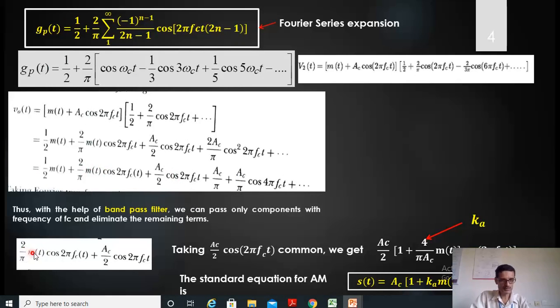So it is 2 by pi m of t cos 2 pi fct, this part, plus AC by 2 cos 2 pi fct. Only these two terms I will get. Fine. In this case, I will take AC by 2 cos 2 pi fct common. In that case, AC by 2 cos 2 pi fct I have taken out. We get only this particular term, that is 1 plus 4 by pi AC m of t. This term I will get.